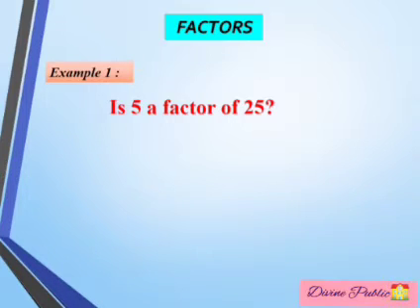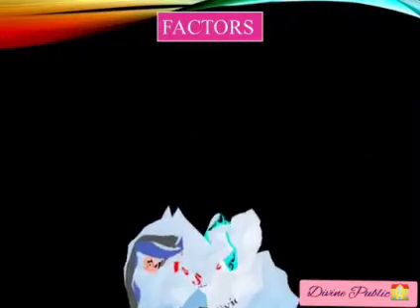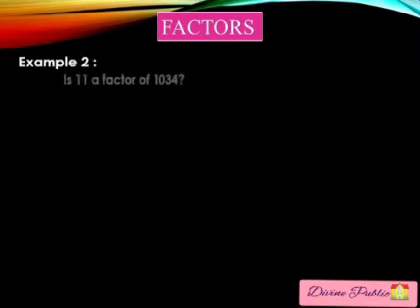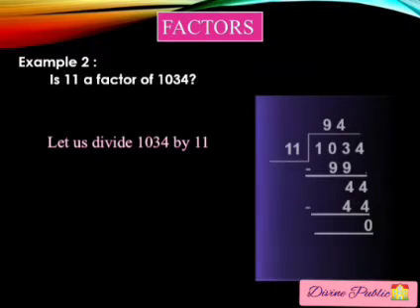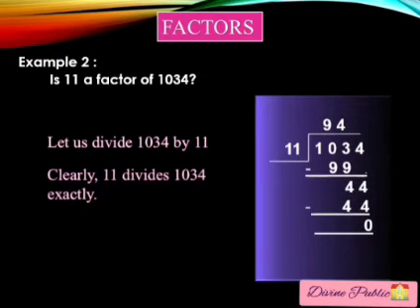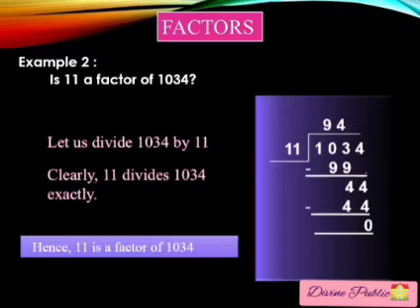Is 5 a factor of 25? We know that 5 divides 25 exactly. Therefore, 5 is a factor of 25. Let us see example 2. Is 11 a factor of 1034? Firstly, we will divide 1034 by 11. In this division, you can see clearly 11 divides 1034 exactly. Means 11 is a factor of 1034.